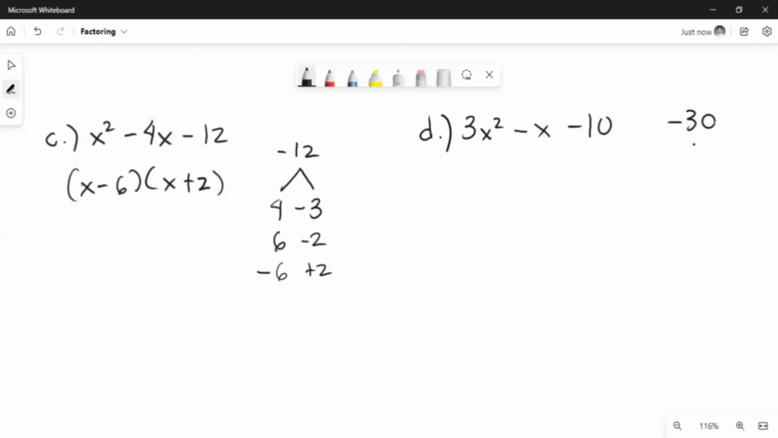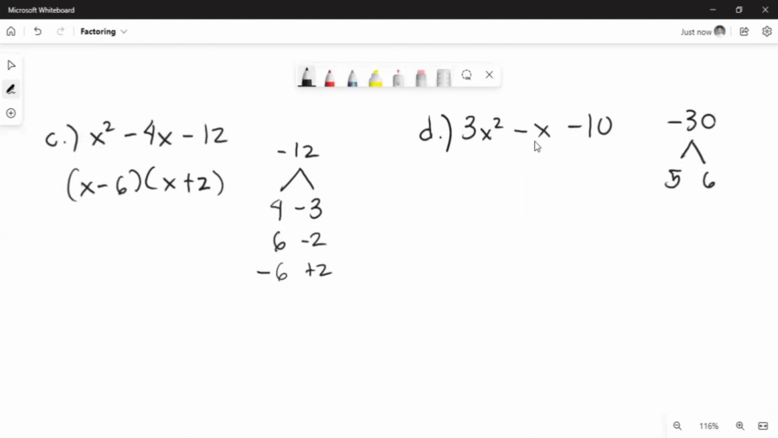What are the factors of negative 30 that when we add those up will give us a sum of negative x, or simply negative 1? Okay, so let's try 15 times 2. When we try 15 times 2, we know already that the sum of 15 and 2 is far from negative 1, right? So let's try another factor pair, which is 5 and 6.